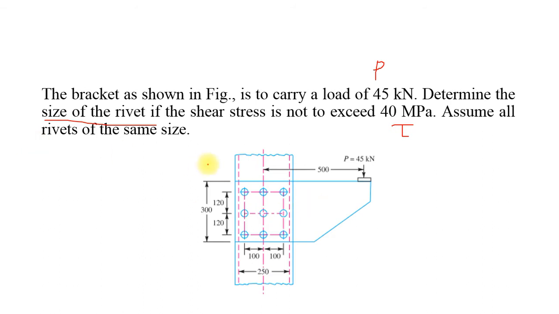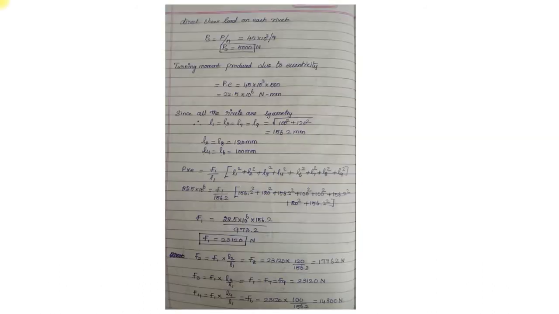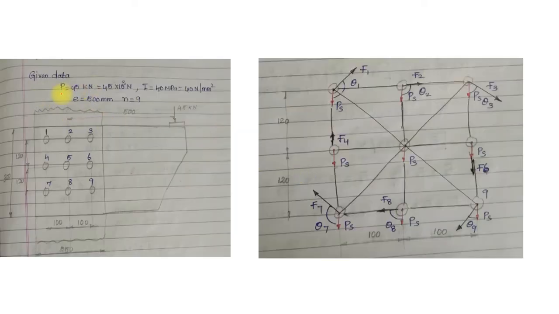So now let us move on to the problem. As per the problem, the given data is the load equal to 45 kilonewton, which is nothing but 45 into 10 power 3 Newton. They have given the permissible shear stress, 40 megapascal, 40 Newton per mm square. Eccentricity 500 mm, number of rivets n.